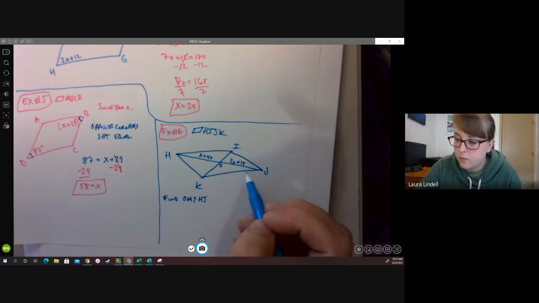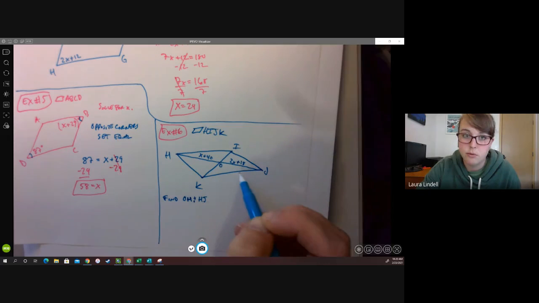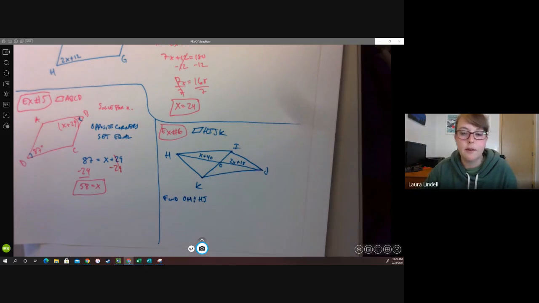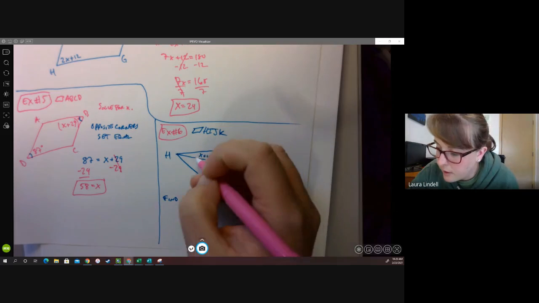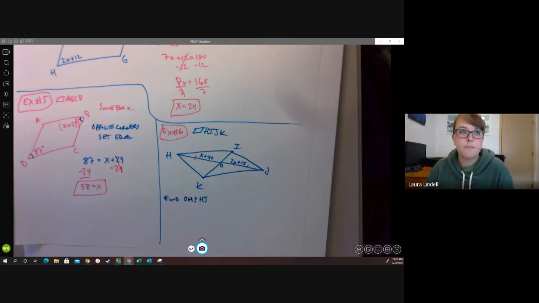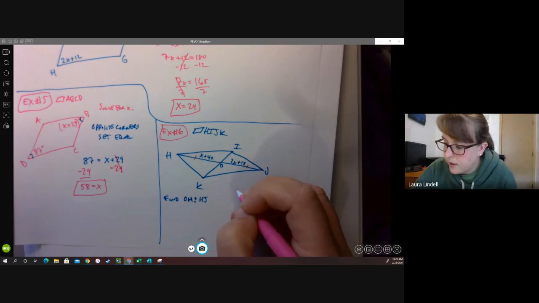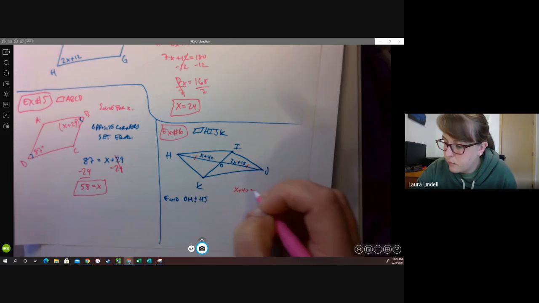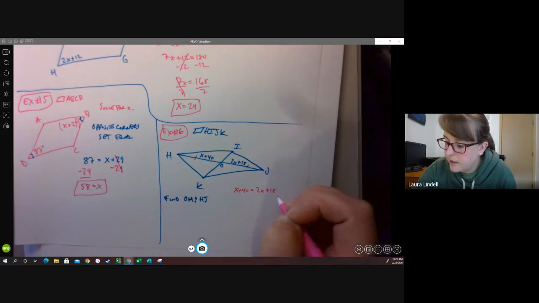Sometimes you'll run into a case where they'll tell you the full length and give you a part of it, and you'll need to multiply one of them by 2 to get the whole thing. But in this case, we're just going to set them equal because I know that this part of the diagonal is equal to this part of the diagonal. So x plus 40 equals 2x plus 18.